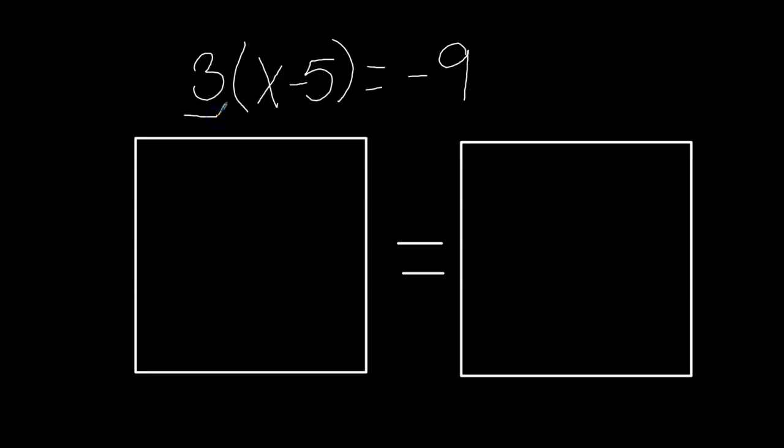All right, your last problem. We have 3 parentheses x minus 5 is equal to negative 9. So this time I have 3 groups of x minus 5, or x and 5 negatives. Is equal to negative 9.